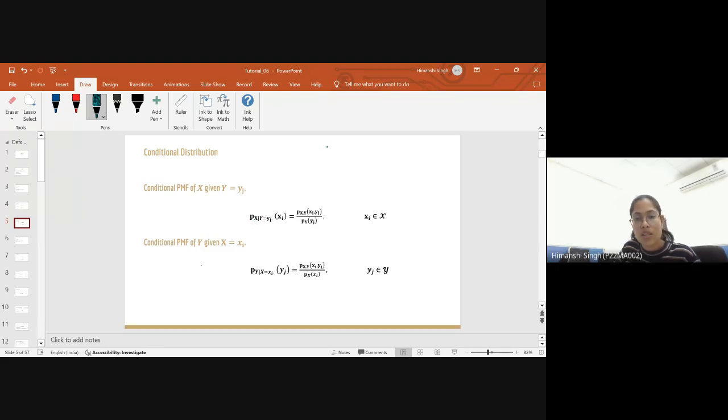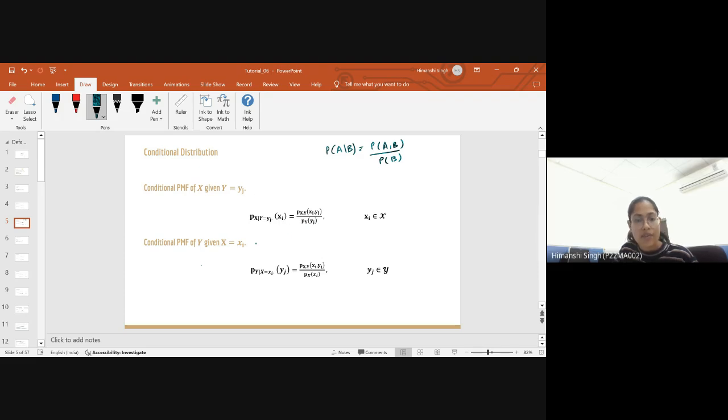So when we discussed events, what we have is that the probability of A given B is equal to the probability of A comma B divided by the probability of B. So we can get the intuition for random variables from there. Here the numerator is the joint density between x and y, and the denominator is the marginal for y.